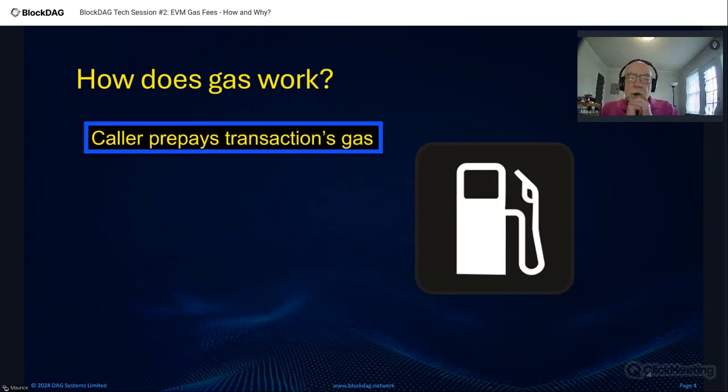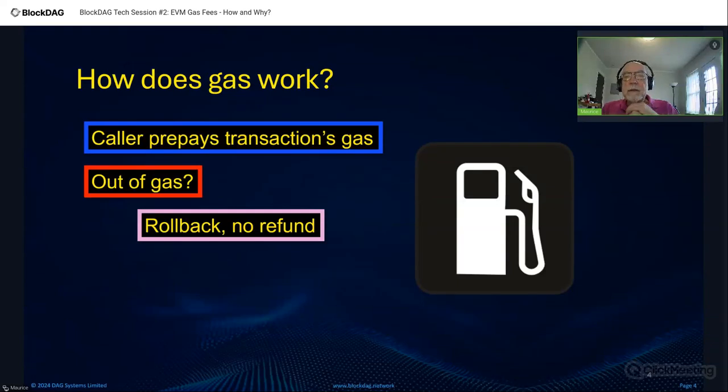So how does gas work? When the caller calls the transaction, a caller sends a message to a smart contract saying, please do this for me. You prepay a certain amount of gas. So I will call a transaction and say, please add me to the database. And by the way, here's 500 gas units. I'm paying for 500 gas units. And that money is locked up at the time that I make the call.